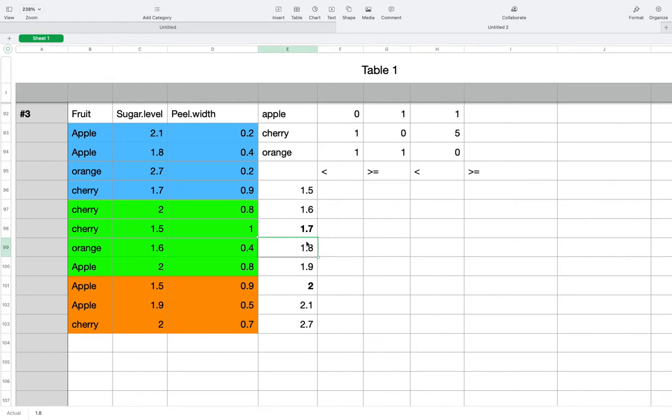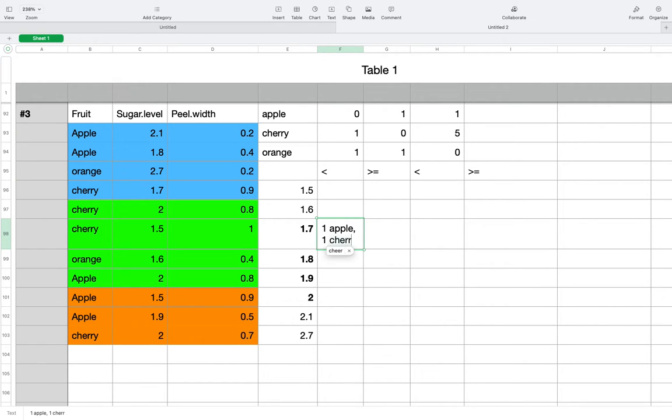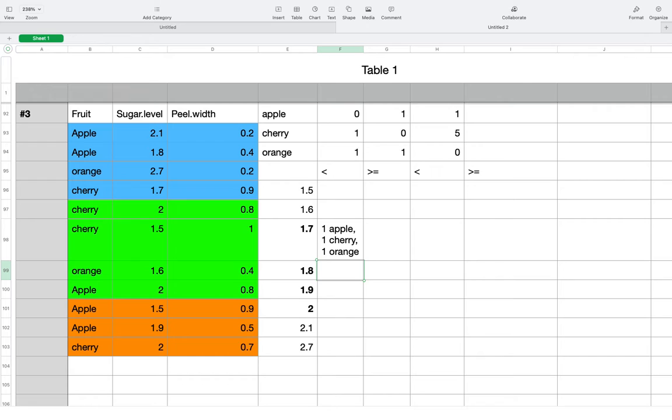All right, so less than, might as well just make this bold too. So these are 4 values for sugar.level I'm checking. So less than 1.7 is how many values? What's less than 1.7 is basically going to be cherry, orange, and apple. We got one apple, one cherry and one orange. Yep. Cherry, orange, apple. Excellent.